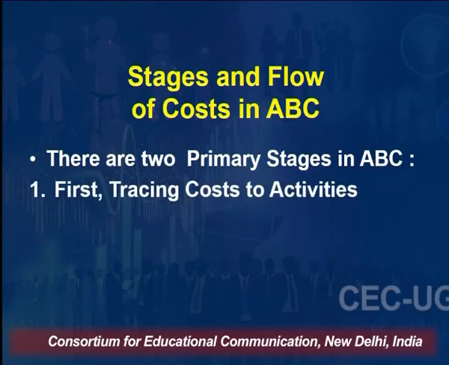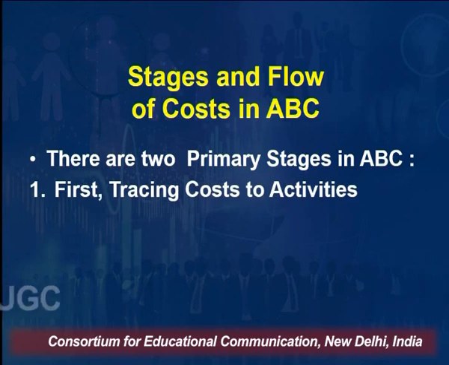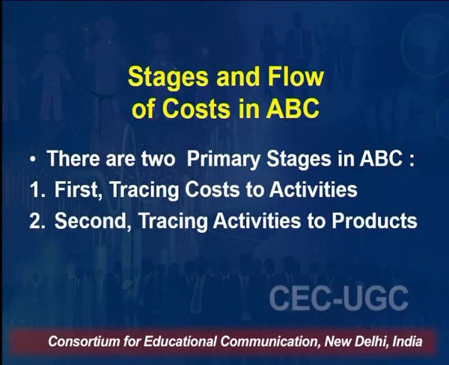Now the question comes, what are the stages and flows of cost in ABC? There are two primary stages in activity based costing. First is tracing cost to activities, and then tracing activities to products. So between product and cost comes activities. First we trace cost to activities. Earlier we were tracing cost directly to product. Now we are having a via media. We are first tracing cost to activities, and then we are tracing activities to products. And for that we have well defined steps.